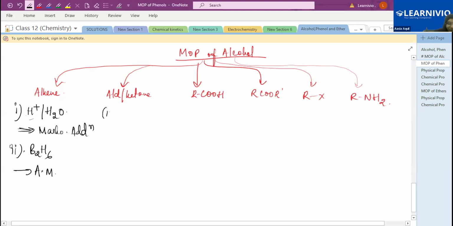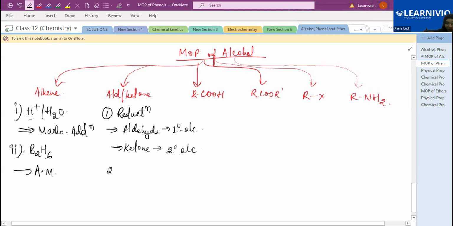Now, the second one, aldehyde and ketone. The first method we learned is the reduction of aldehyde and ketone. It will reduce the aldehyde to primary alcohol, right? Second, what did we see? It will reduce the ketone to secondary alcohol.